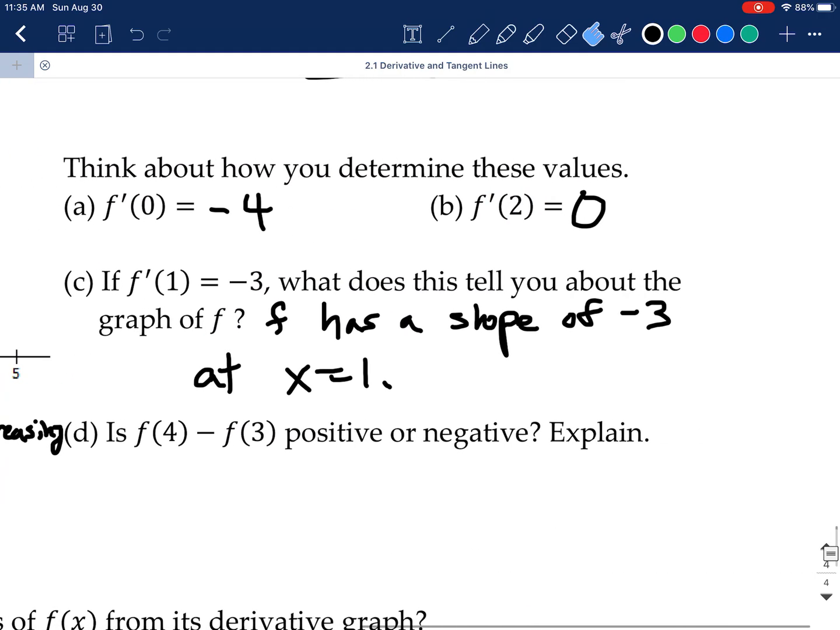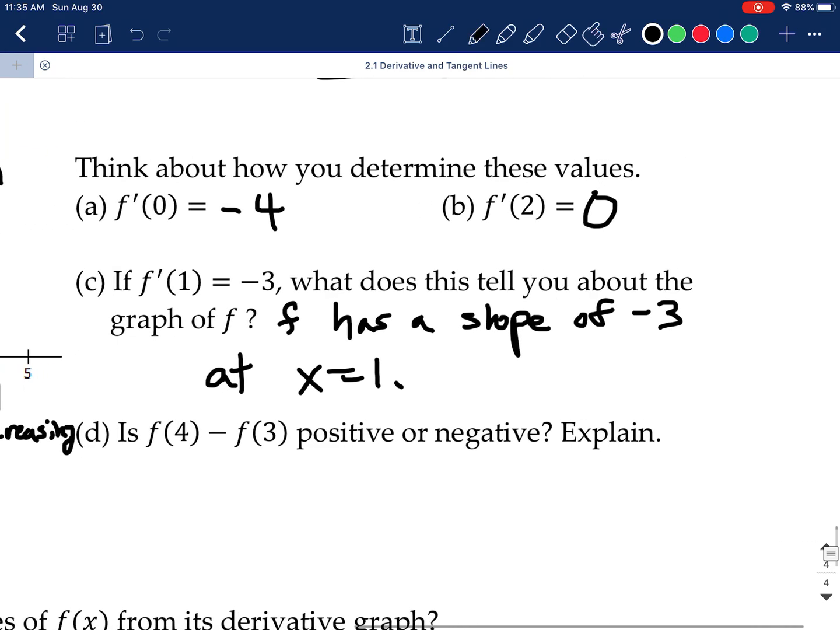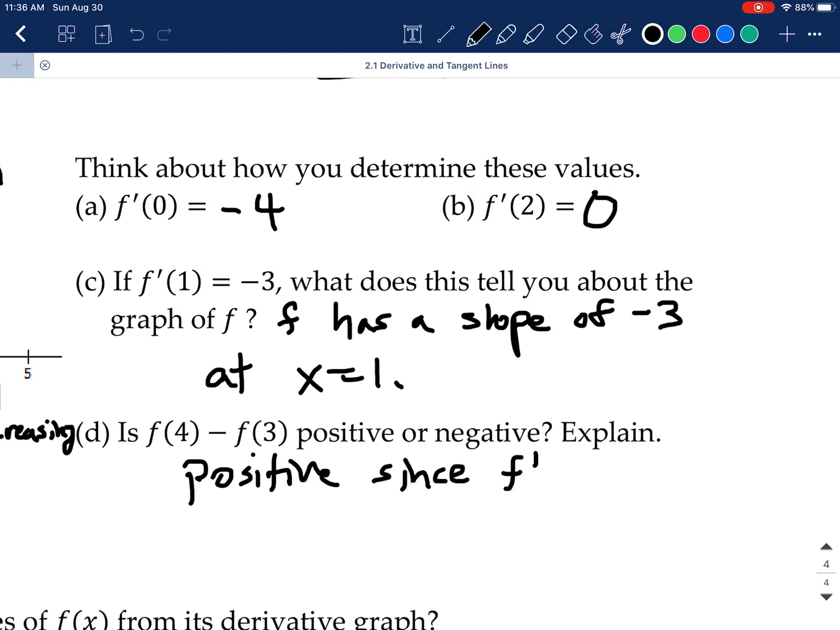which means f of 4 is bigger than f of 3, which means that it's positive, since f prime of x is positive on 3, 4.